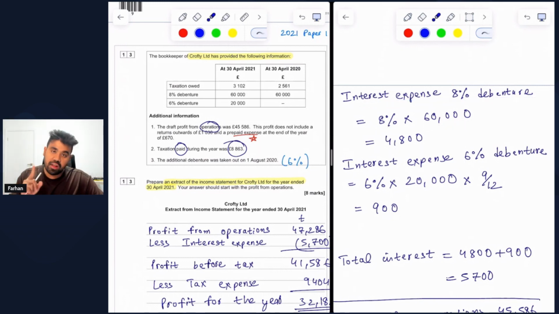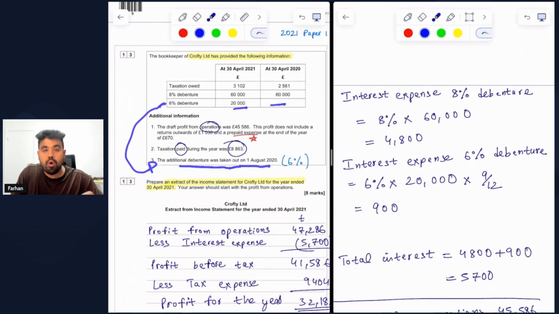We also have another category of loan, which is 6% debenture. And you will see that this loan didn't exist at 30 April 2020, but it does exist at 30 April 2021, which is a clear indication of this loan being taken in the current financial year. And this is also validated by the additional information number 3, which says that the loan was taken out on 1 August 2020. So 1 August 2020 would be falling in the current financial year, which starts on 1 May 2020 and ends on 30 April 2021.